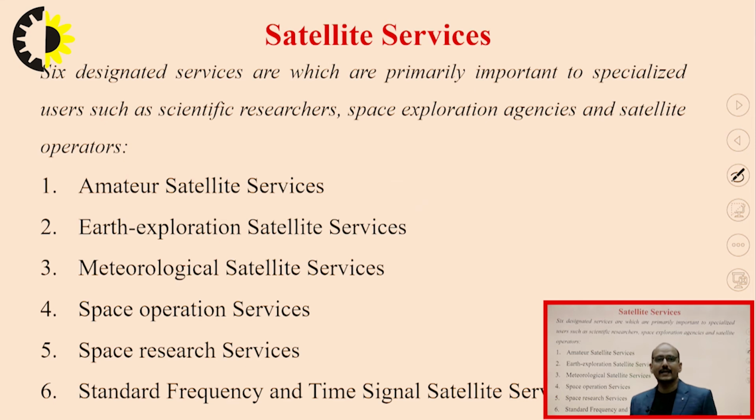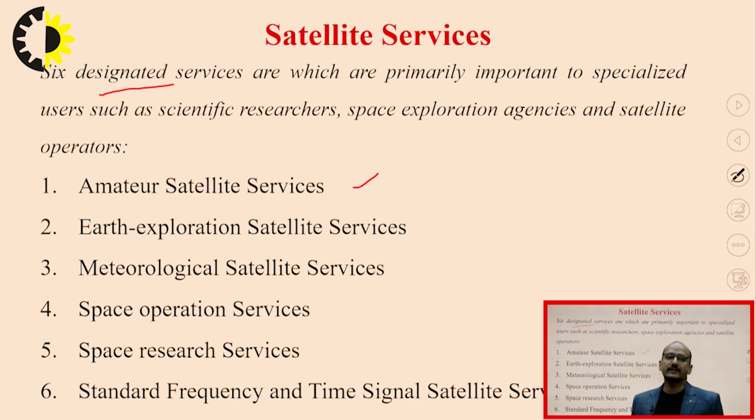Other than that, some specific kinds of satellite services are also there in the field of satellite communication. They are broadly divided into 6 categories, and they are all important to specialized users only, such as scientific researchers, space exploration agencies, or the satellite operator. The very first satellite service in this specially designed group is amateur satellite services.